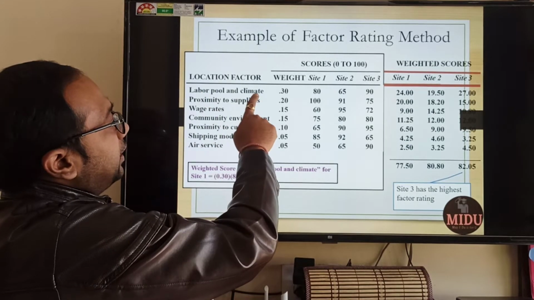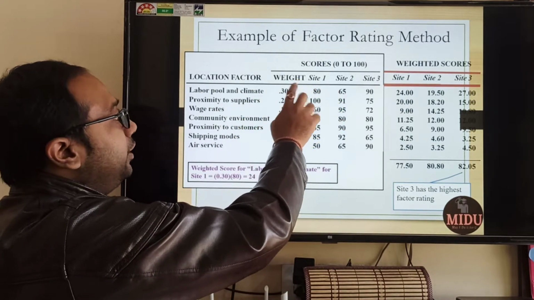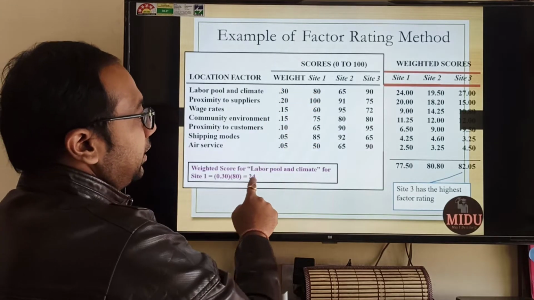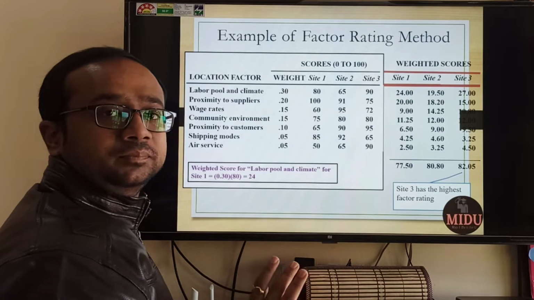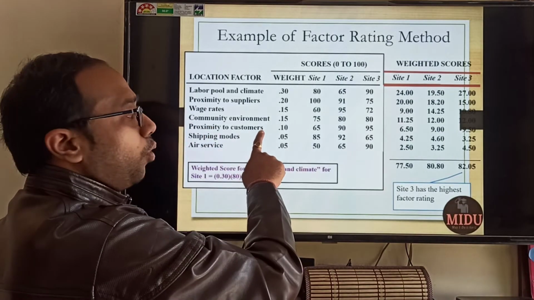Go to labor pool and climate, site 1. The score is 80, the weight is 0.3. 80 into 0.3 is 24. So the score should be 24. Correct? We plot 24 here. Let me take another example for you. For example, take the example of proximity to customer.